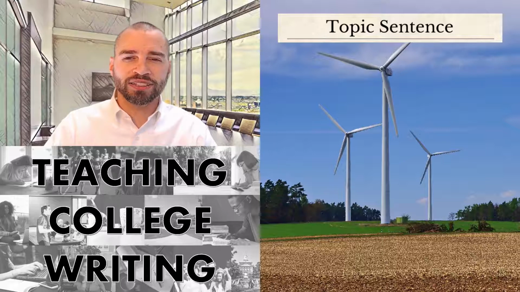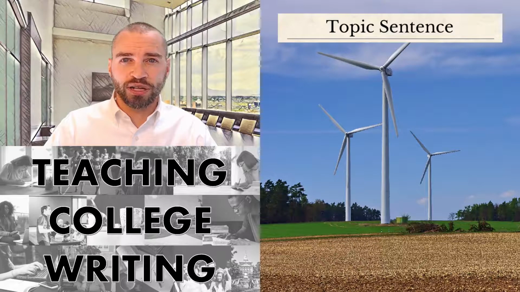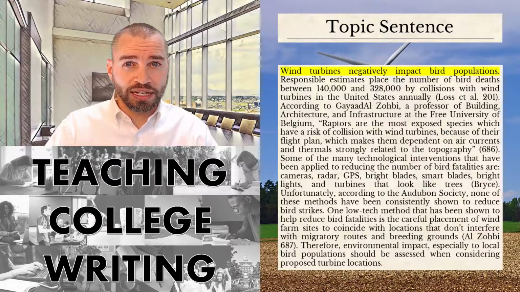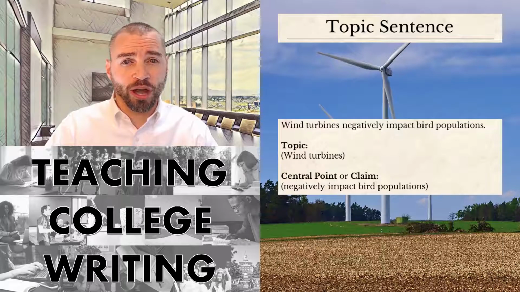Let's take a look at an example of a topic sentence. The following paragraph is from an essay about the pros and cons of wind turbines, and the topic sentence is highlighted. Wind turbines negatively impact bird populations. The topic sentence here is pretty basic. Wind turbines negatively impact bird populations. And you can see pretty clearly the two elements of a good topic sentence are present. Wind turbines, the topic; negatively impact bird populations, the central point or claim.